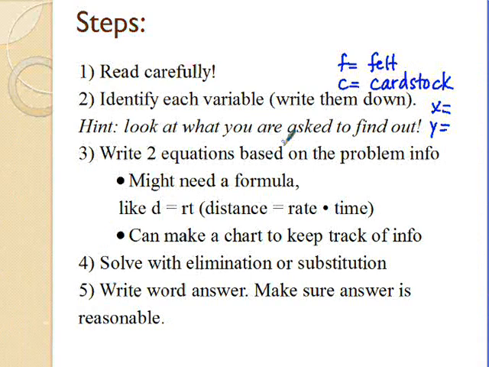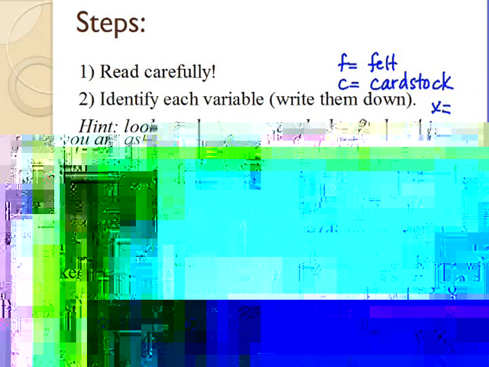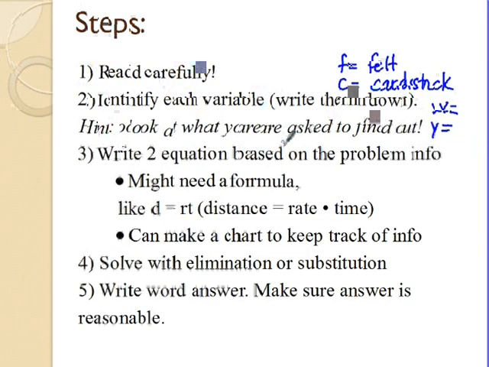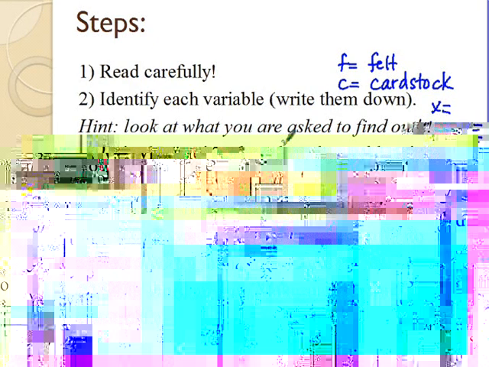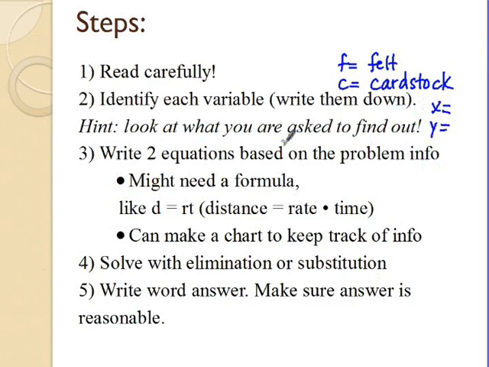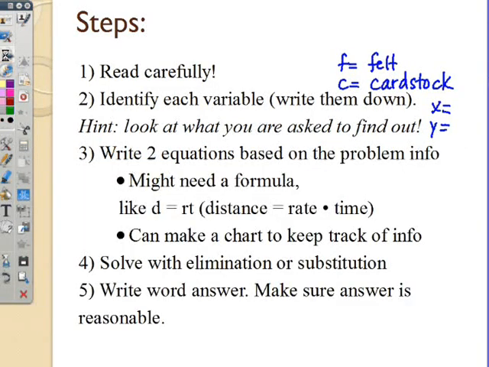You could solve with graphing also, but it doesn't always work so well for word problems because the answers are often large, which makes it hard to graph far enough to find that answer. And then write the word answer. Make sure it's reasonable. We shouldn't get -10 packages of hot dog buns. That means you made a mistake. If you need to pause this to finish writing it down, go ahead and pause it. We're going to try a few.